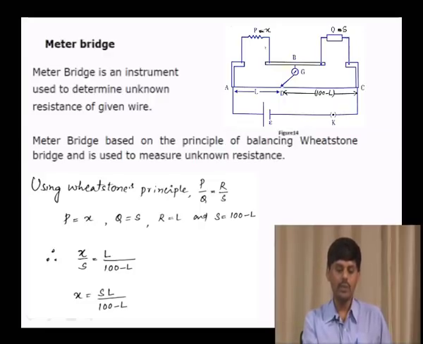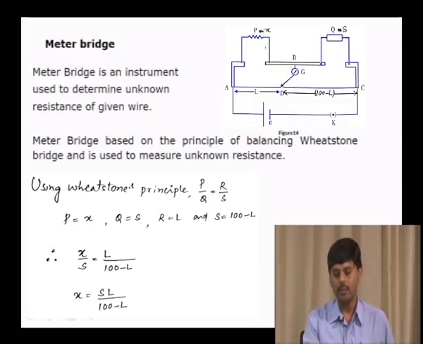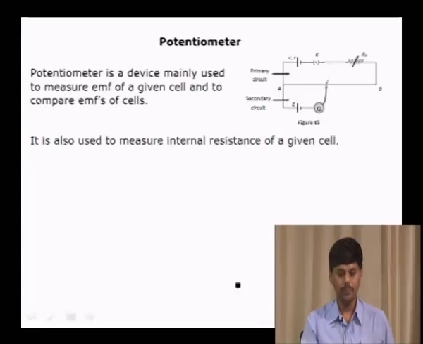See, in the balanced Wheatstone network, for this particular diagram, we can have S = (100 - L)/L times R, or else you can calculate X = SL/(100 - L), if you want to calculate the value of X. In practice you are measuring X. S is the standard resistance, and X is the unknown resistance. With the help of this you can easily calculate X = SL/(100 - L), where you are measuring the balancing length L in centimeters. It is old school.